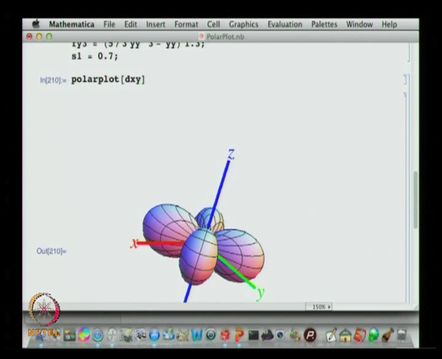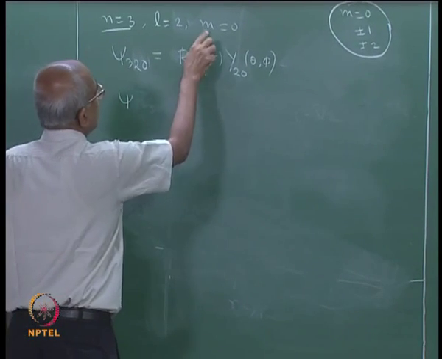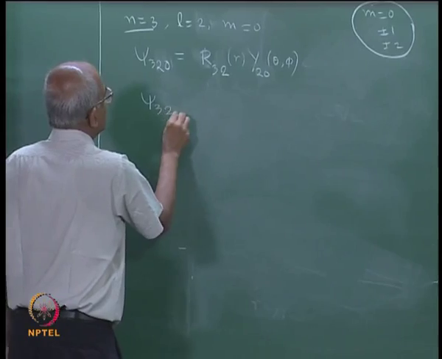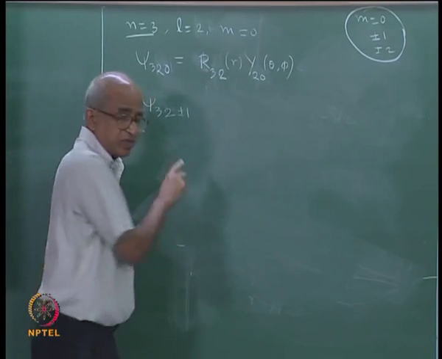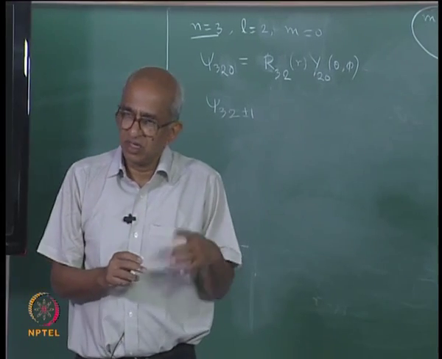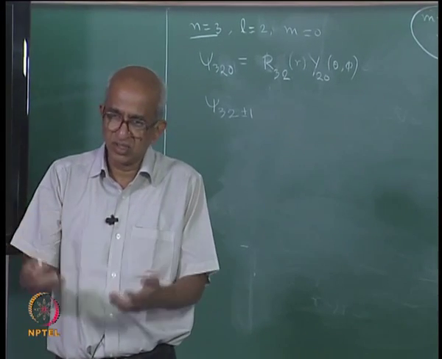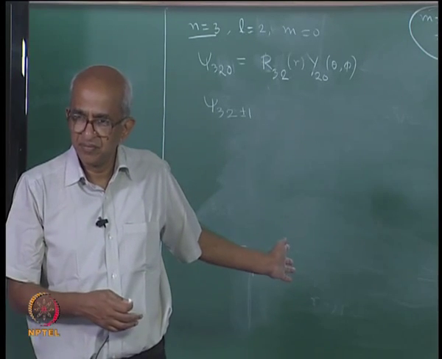How will you get them? The procedure is just the same as that I have outlined. You have to put other values of m, plus or minus 1, but if you put plus or minus 1, the result is going to be complex. So, therefore, you will take either the cosine function or the sine function and then proceed. Okay.